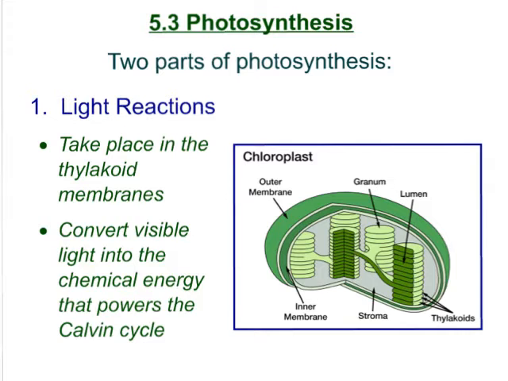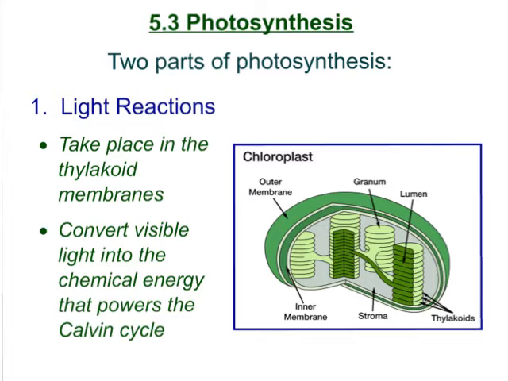The light reactions take place in the thylakoid membranes. And if you'll remember, the thylakoid membranes are located within the chloroplasts of the cell. Chloroplasts are the organelles. And the thylakoid membranes are right here, part of the thylakoids. That's where the light reactions take place because that's where the plant pigments are.